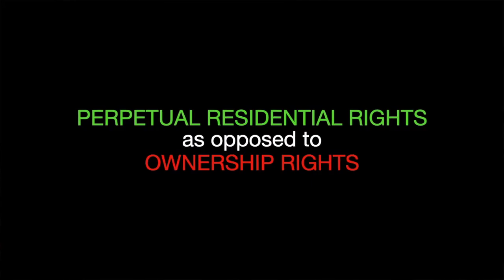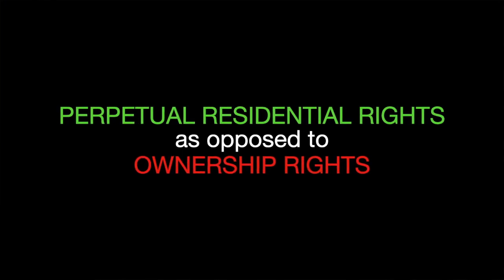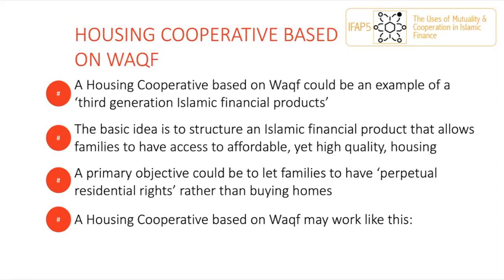A primary objective could be to let families have perpetual residential rights rather than buying homes. This is a very interesting aspect. Conventional mortgages allow you to have ownership rights on certain homes. The home you want to buy, you own it. My idea is to come up with perpetual residential rights, not ownership rights. Why?